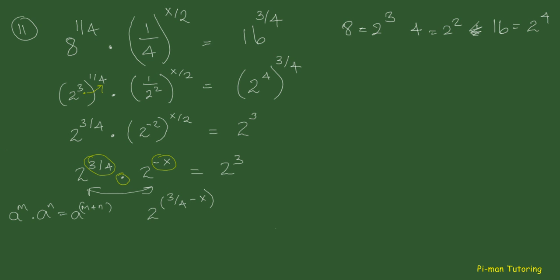So we're almost there. 2 to the 3 over 4 minus x is the same as 2 to the 3, and now we can finally equate the exponents. 3/4 minus x must be the same as 3. Take the x to the other side, and we get 3/4 minus 3. And therefore x is equal to negative 9 over 4.